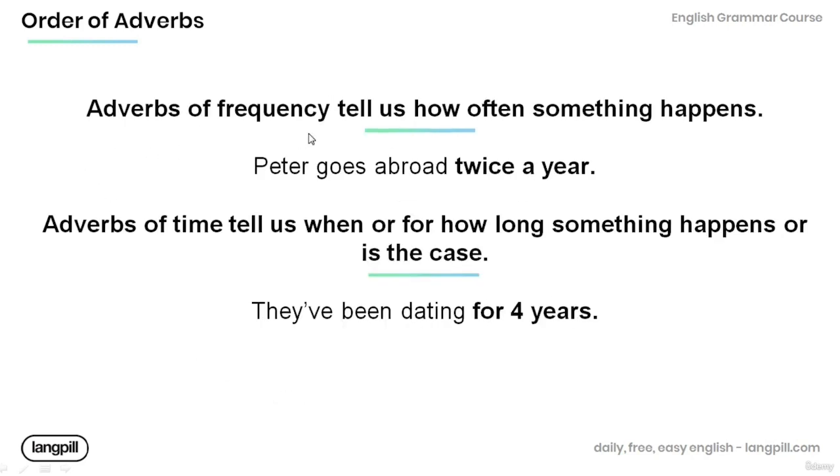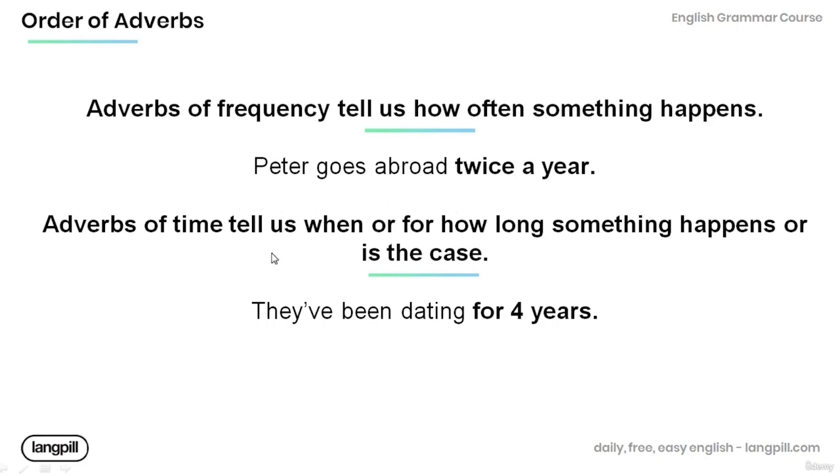Adverbs of frequency tell us how often something happens. Have a look at the example over here. Peter goes abroad twice a year. The adverb of frequency, twice a year, tells us how often Peter goes abroad.